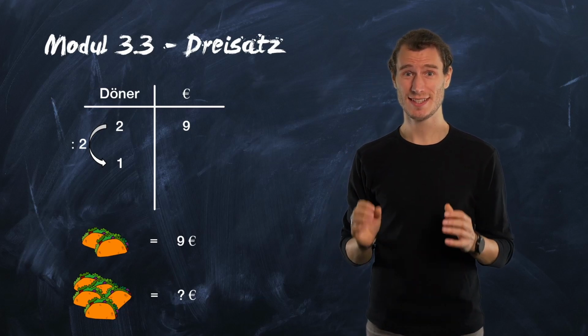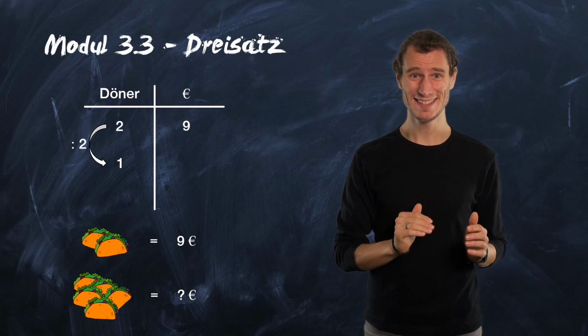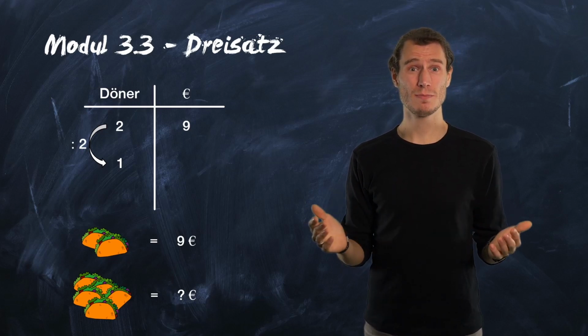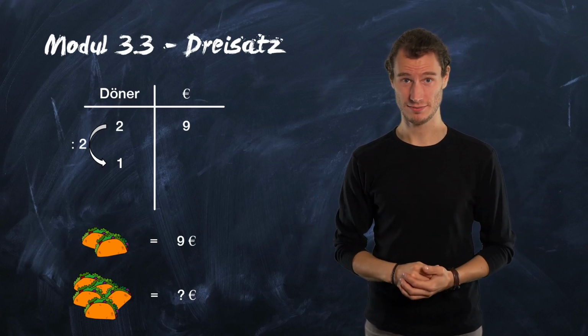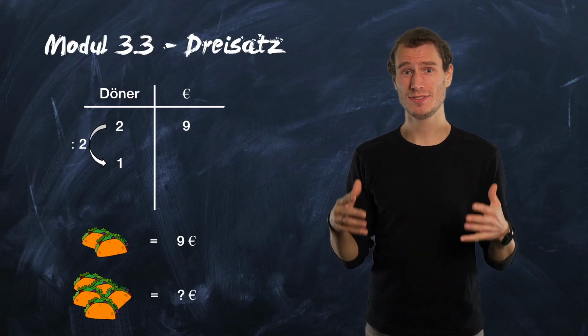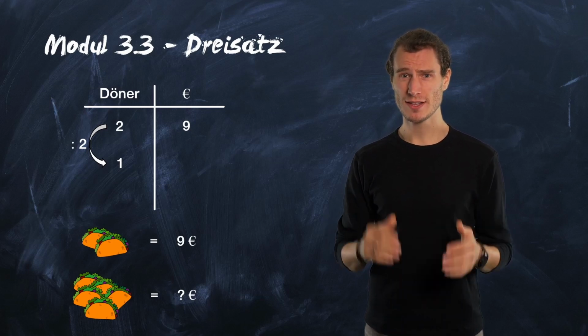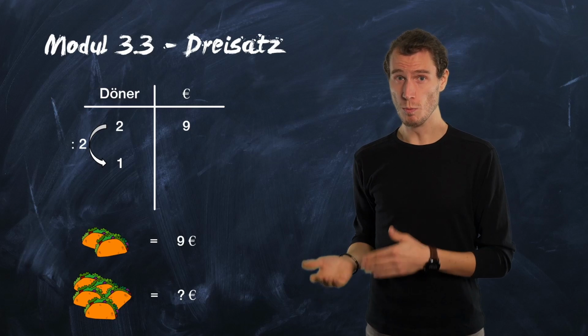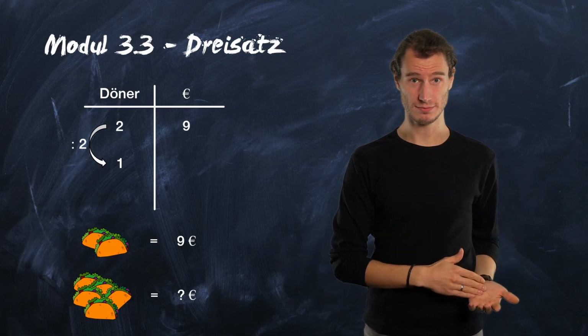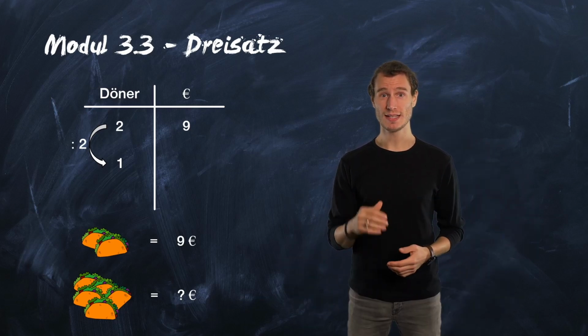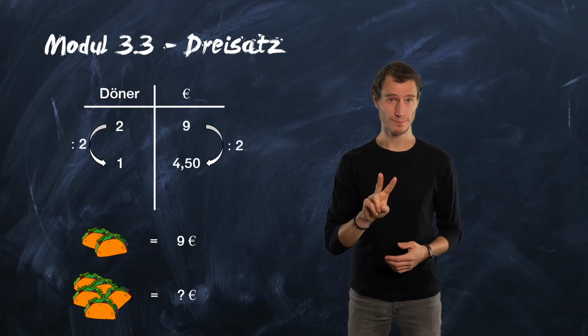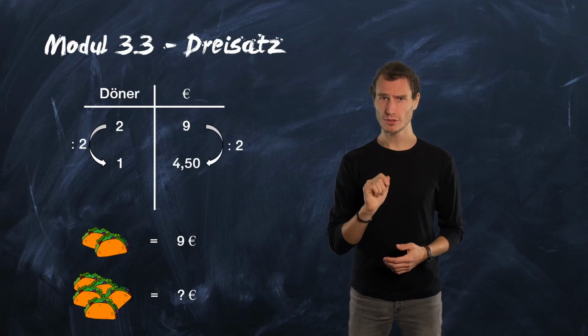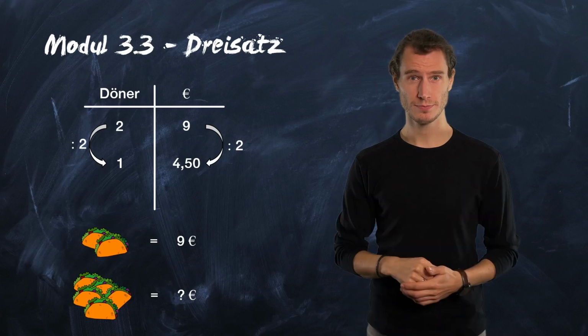Now it's very important to do this on both sides of the table. Otherwise, my calculations will no longer be correct. Maybe you can remember the following sentence as a memory aid. What you do on the left, you also have to do on the right. So I also divide the €9 by 2. All right, 1 donor costs €4.50.